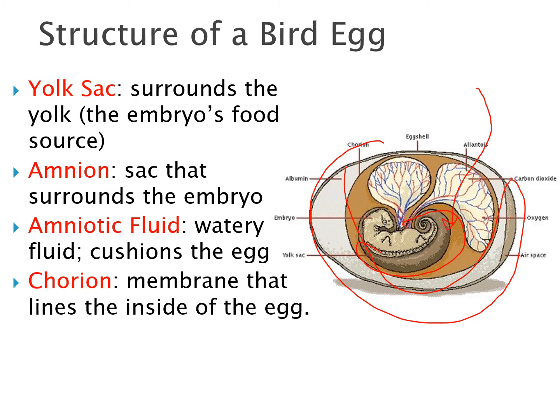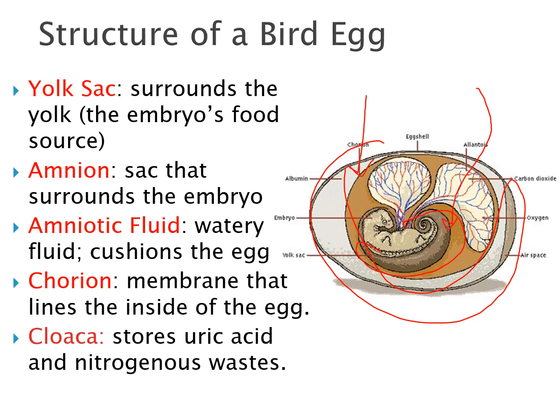The chorion is the membrane that lines the inside of the egg. So right here, if you ever crack the egg open, you will notice that it has a shell, but then there's that thin, clear membrane on the inside of the shell, that's your chorion. Then we have the cloaca, which stores uric acid and nitrogenous waste. And if you're trying to figure out what that is, that's pee and poop. Okay? Pee and poop.